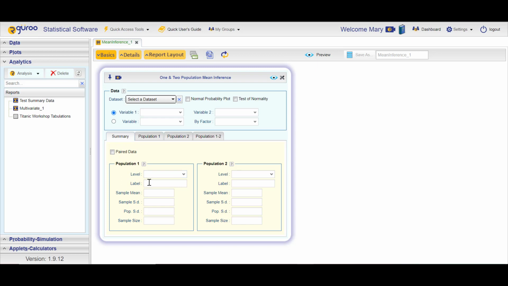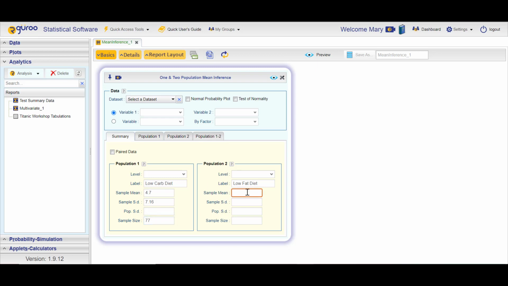We're going to skip to Label. And the first population is low carb diet. And the second population is low fat diet. So you want to make sure that you label those. And then just fill in the sample mean, 4.7, sample standard deviation, 7.16. We don't know the population standard deviation, but the sample size is 77.